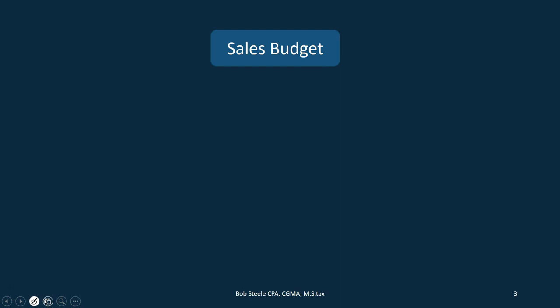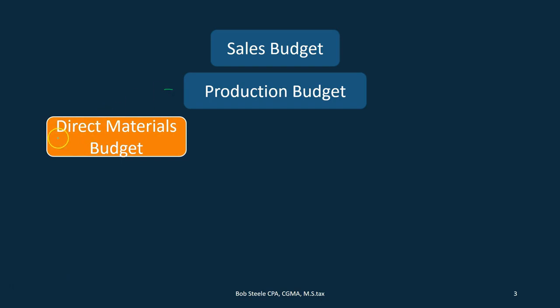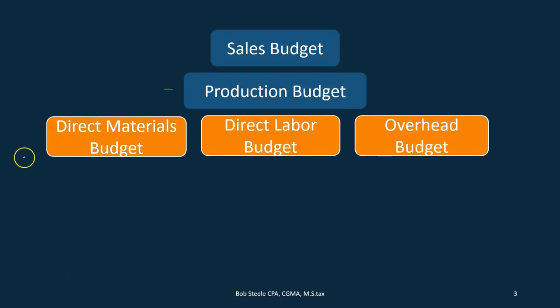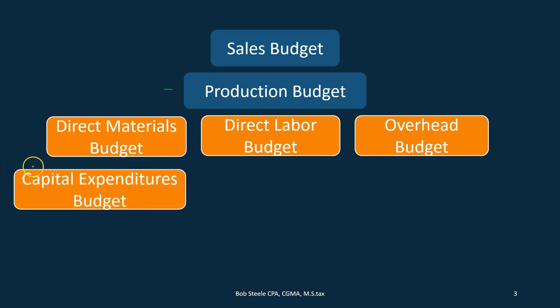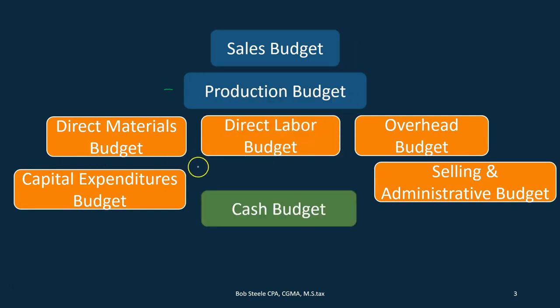We've taken a look at most of these up until we get to the cash area. So we have to do the sales budget first. Once we have the sales budget, we know what we're going to produce. Then we do the production budget. Then we can do the direct materials budget, the direct labor budget, and the overhead budget, as well as the capital expenditure could be done at this time, and the selling and administrative. And then we can take a look at the cash budget.